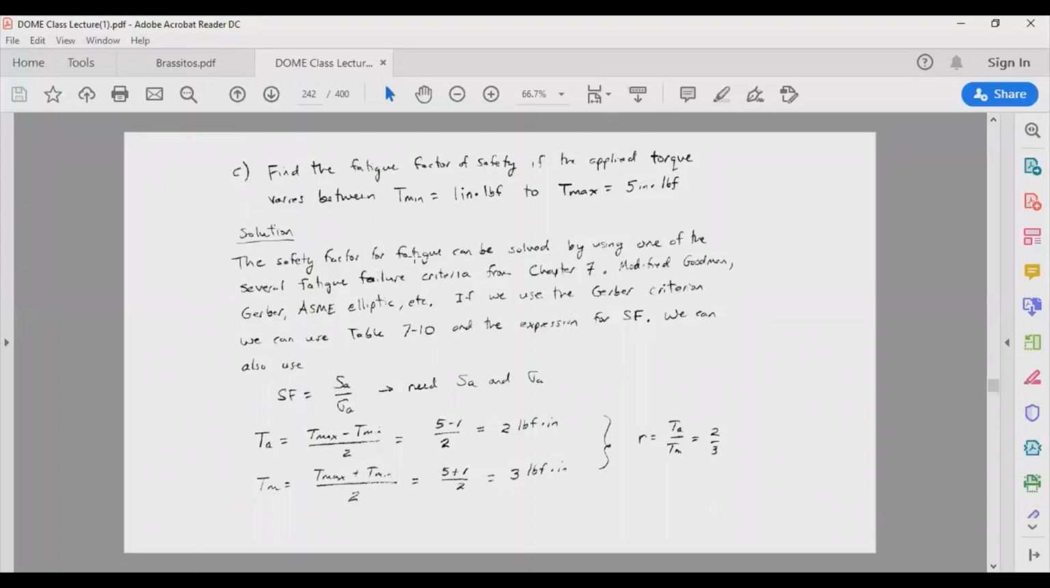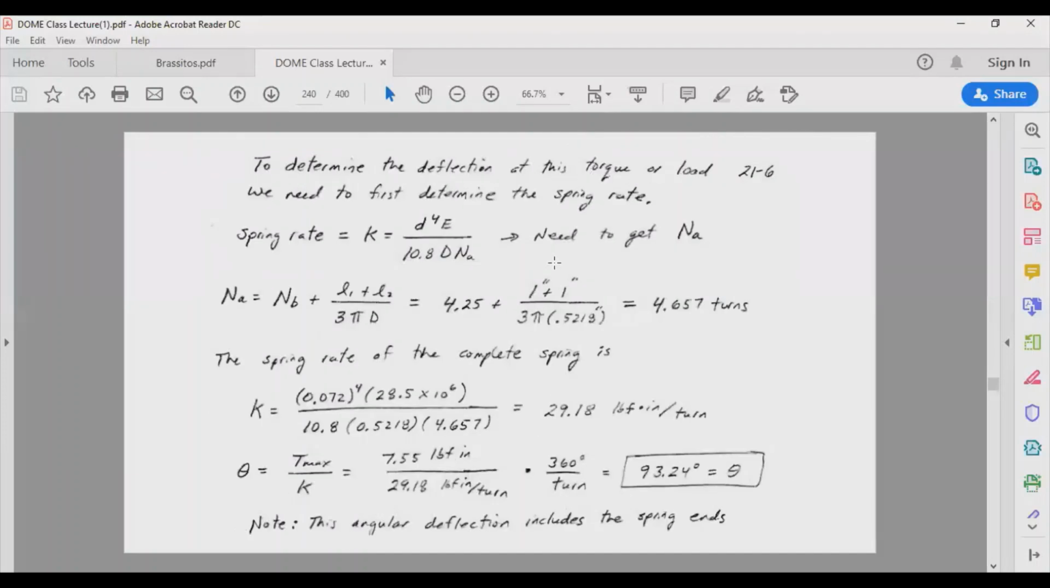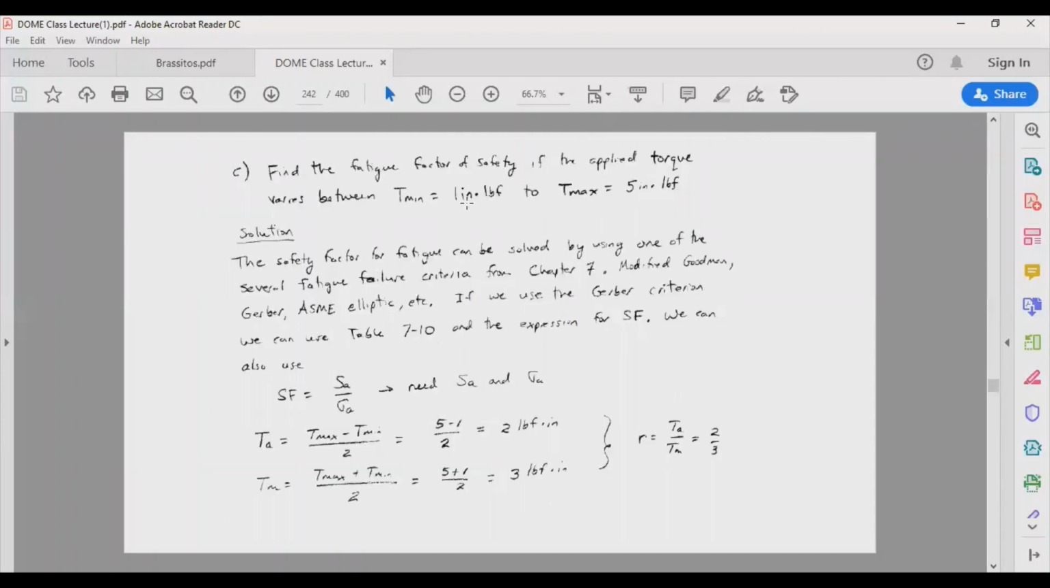So in this part, if I tell you that the torque on this torsion spring is fluctuating, which is basically F times L in that case, and if that torque is fluctuating between 1 pound-inch to 5 pound-inches, what is your safety factor based on, in this case, the Gerber criteria? How do you do that?